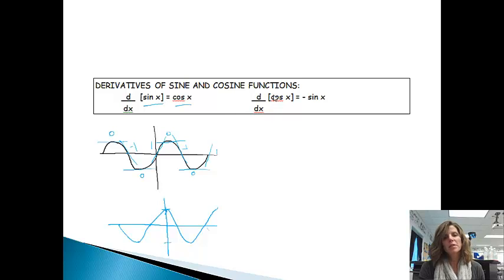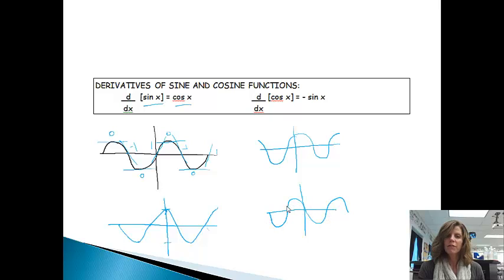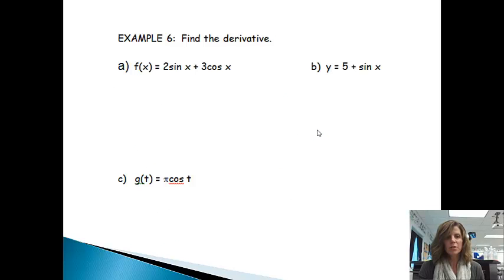Similarly, if I take the derivative of the cosine, if I were to go through this entire process again, here's the cosine function. If I went through that entire process again, just like on the first example, when I graphed the derivative, what I would end up getting would be the opposite of the sine function. So the derivative of the cosine function is the opposite of the sine function. Let's do a couple examples using that.